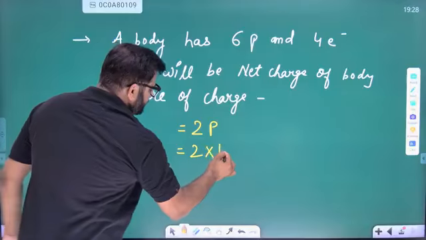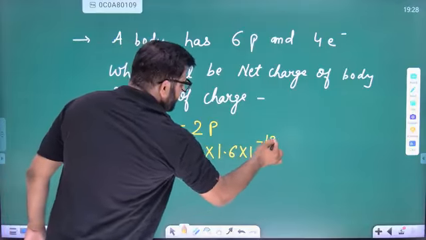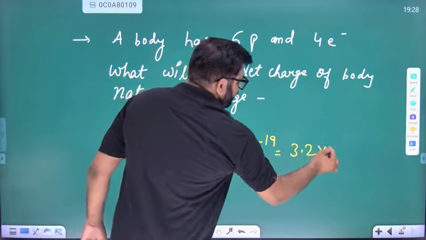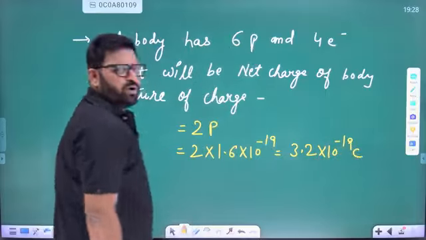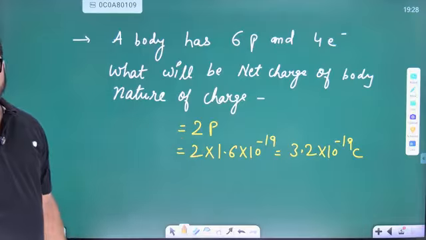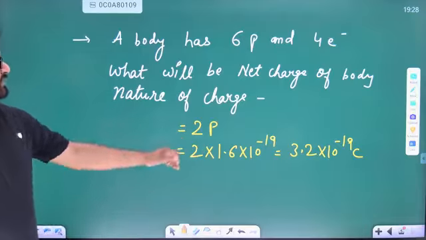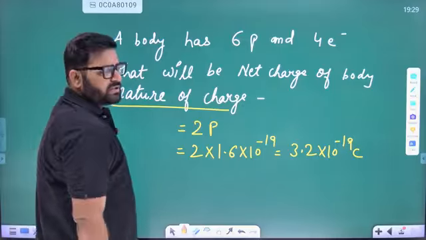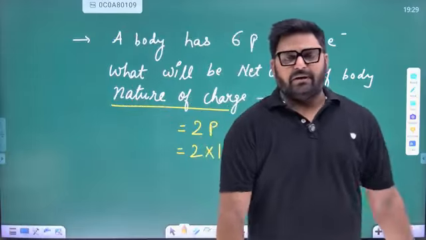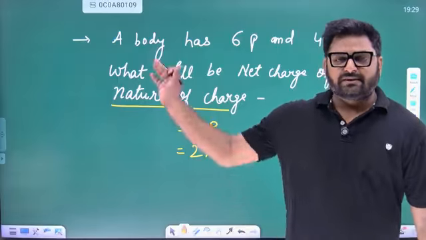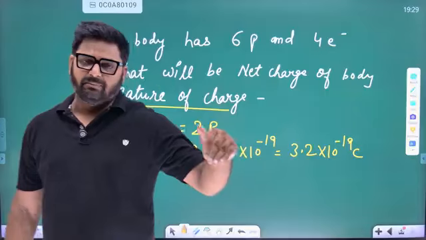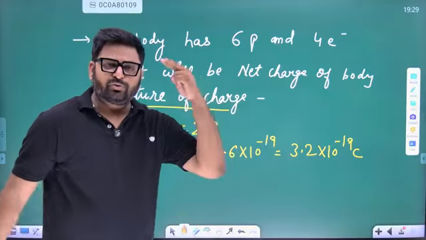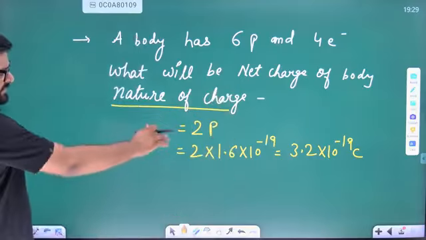It will be 2 into 1.6 into 10 raised to power minus 19, table of 16 times 2 is 32, that is 3.2. So 3.2 into 10 raised to power minus 19 coulomb. This is the positive charge on the body. Why am I saying positive charge? The nature of charge is obviously positive, since protons are more than electrons. So you can't say, sir, it has 6 times charge. No. Positive charge of 4 protons will be cancelled out by negative charge of 4 electrons. So positive and negative got cancelled out, we have 2 protons, and this is the net charge.